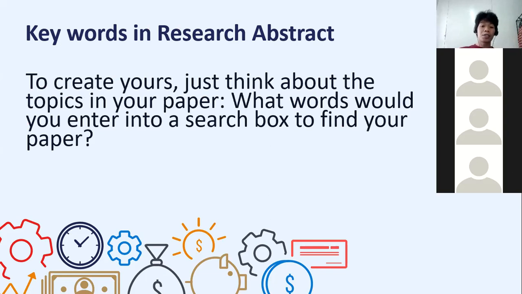And to create yours, just think about the topics in your paper. So basically, the keywords in your research abstract are the words that we can see in your research title. So what words do you enter into the search box to find your paper? As I have mentioned earlier, these are very important since when you search for a copy of a research article, you need to provide the keyword so that your paper will be prompted in the search engine.